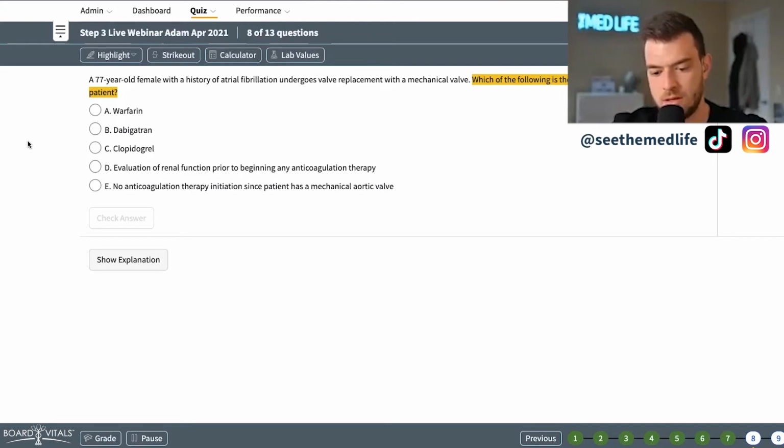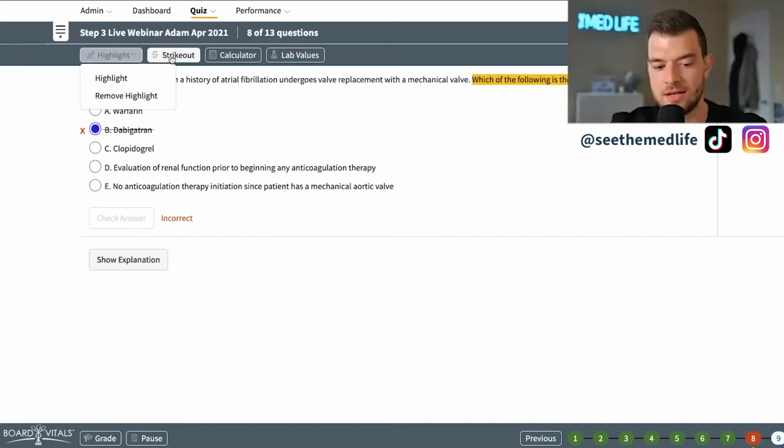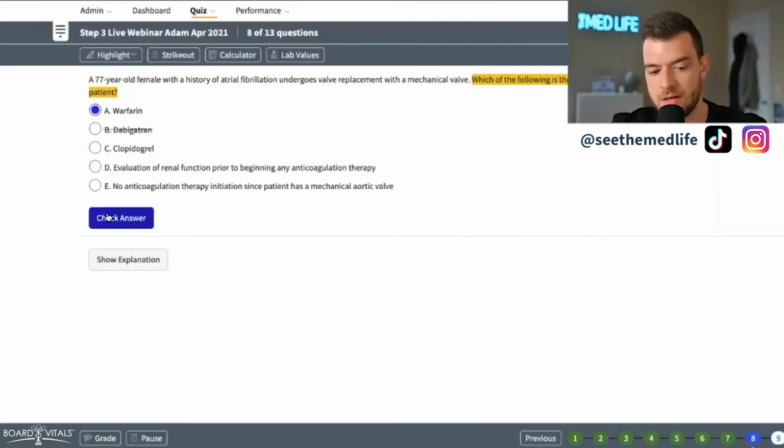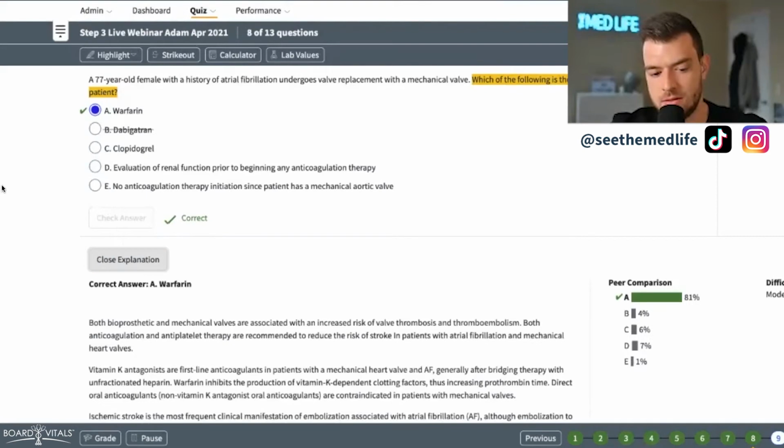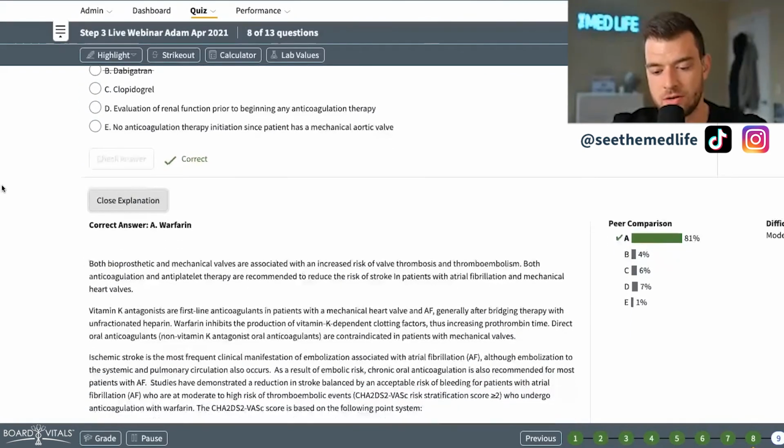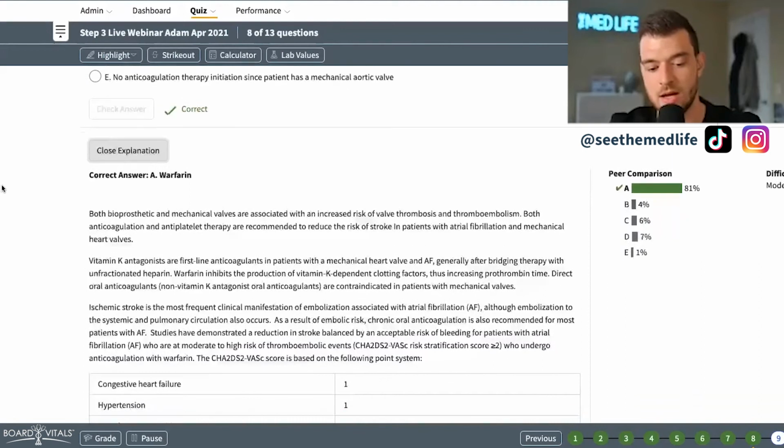A lot of people are putting B. Let's see. So we can go ahead and put B for this one. Some A. Yeah. So let's go ahead and switch it to A, and then we can show this one. That will be warfarin or Coumadin. So that's the correct answer.